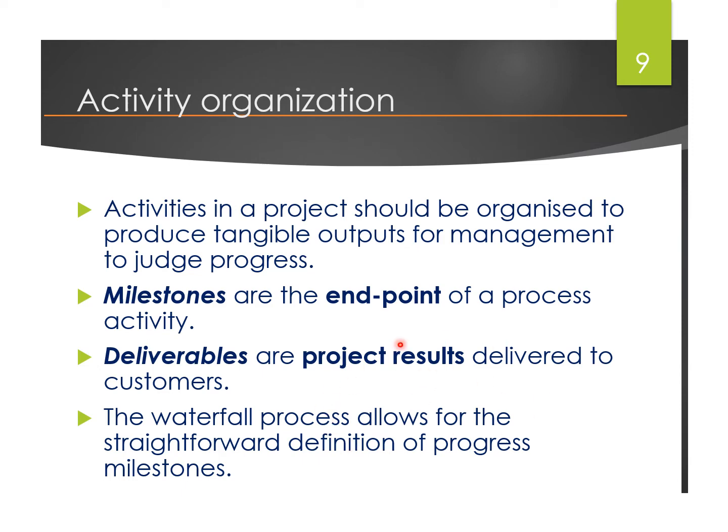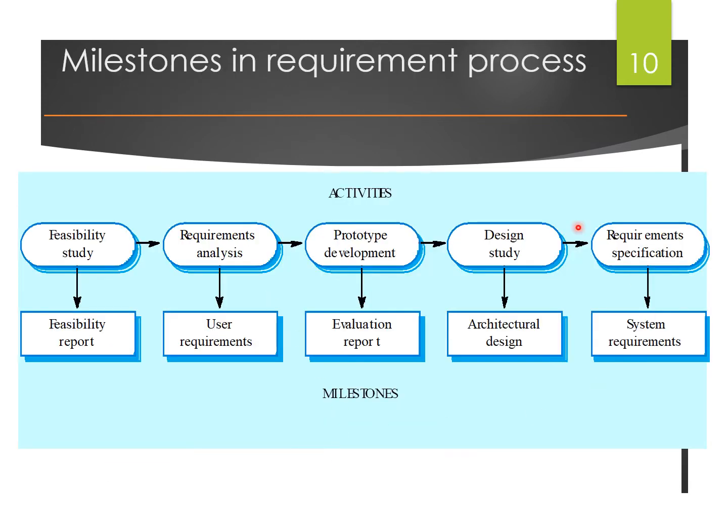But if you are using the agile method where there are many cycles, you need to define the milestone more frequently. This is an example of activities referring to the requirement process where you identify the milestone, and normally at the end of each milestone there is a deliverable. What is a deliverable? The deliverable is the output.